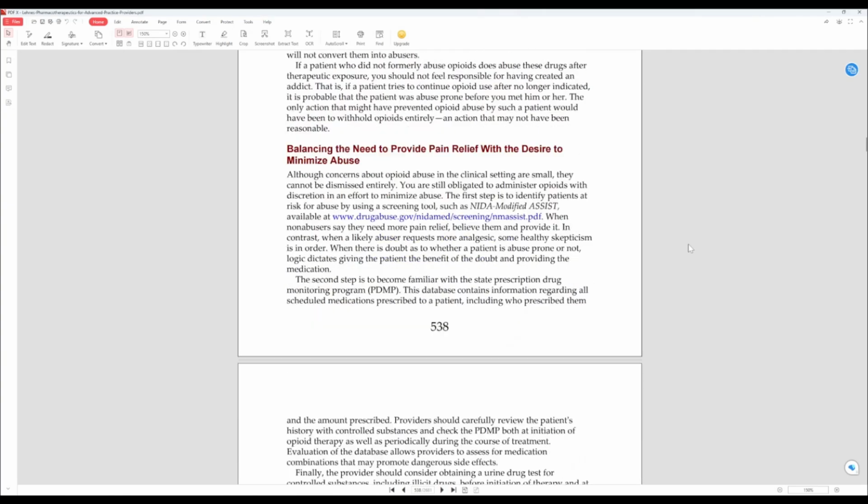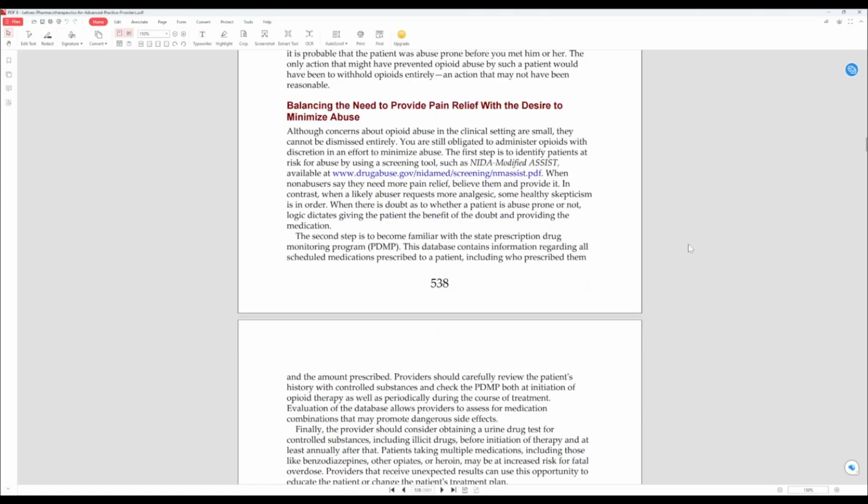time being. Balancing the need to provide pain relief with the desire to minimize abuse. Although concerns of opioid abuse in the clinical setting are small, they cannot be dismissed entirely. You're still obligated to administer opioids with discretion in an effort to minimize abuse. The first step is to identify patients at risk for abuse by using a screening tool, such as the NIDA Modified ASSIST, which is available on drugabuse.gov.